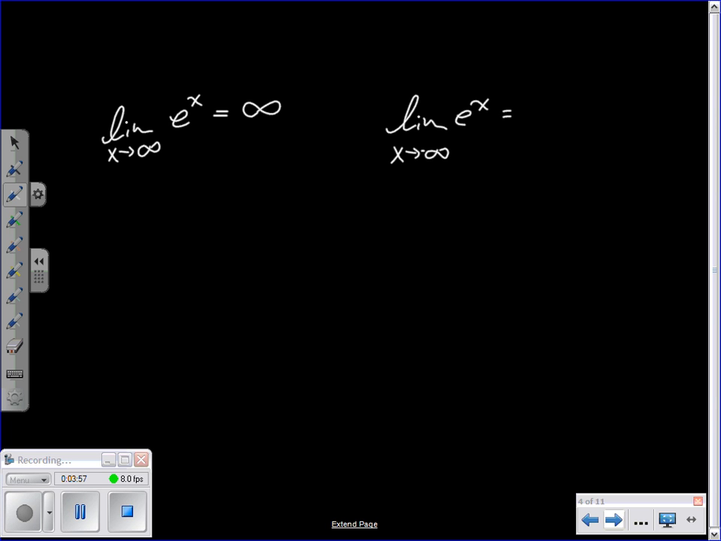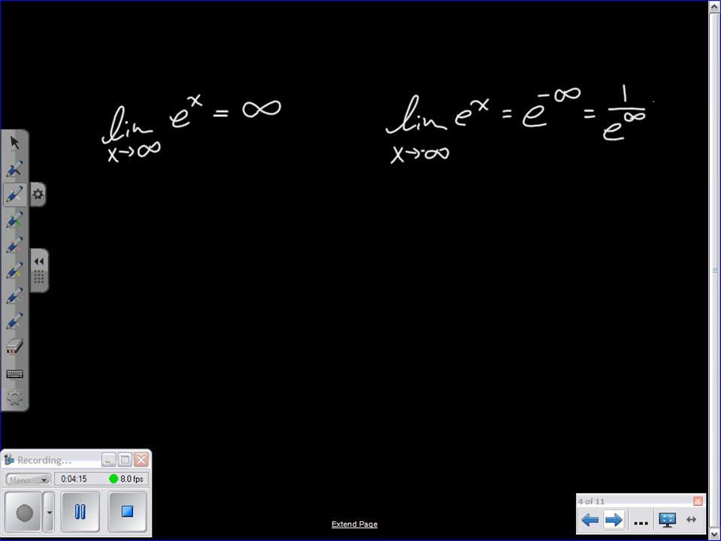The cool thing here with the limit of e to the x as x approaches negative infinity is this. If I were to put infinity in the exponent, I would have e to the negative infinity. And we know that negative exponents create reciprocals. So really what this is, is 1 divided by e to the infinite power.